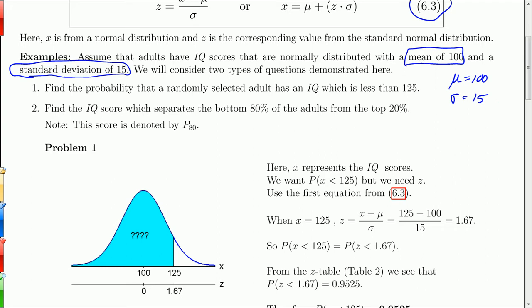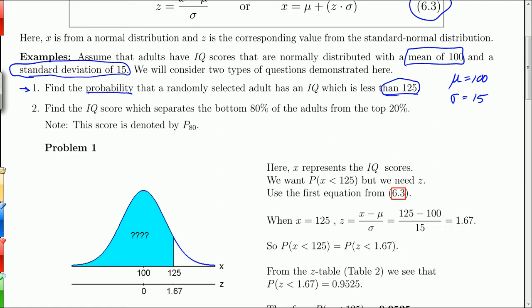But here's the two types of questions we'll be asking. Suppose, in the first case, I want to find a probability that a randomly selected adult has an IQ which is less than 125. So I'm giving you an X score, which is an IQ score of 125, and I want you to find the probability that you get an IQ score below that.